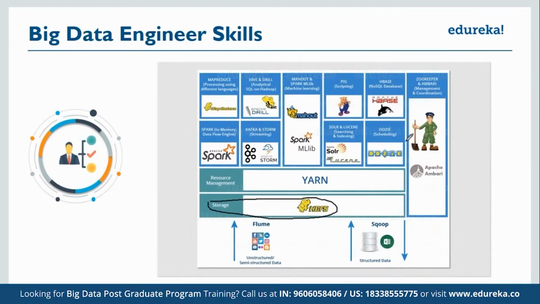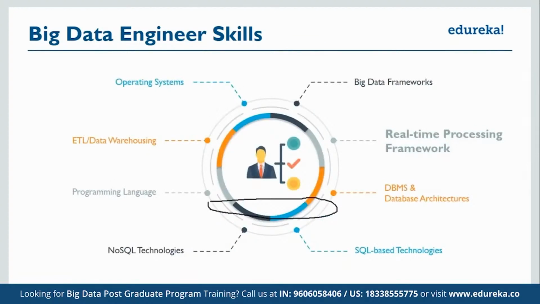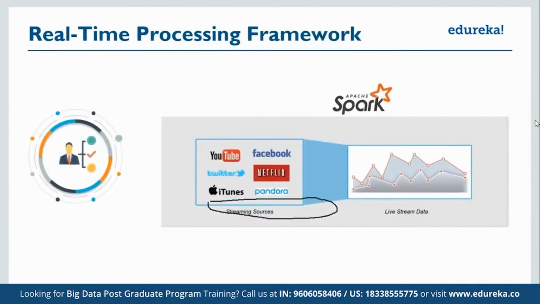And Oozie, this is a scheduler where if you have a job you want to run at a particular time, it will be used. And Zookeeper is the complete management. If you see, it's so many things. They all need to be interacting with each other. And what exactly would you do? You need a Zookeeper who will be a controller for all of these things. This is high level about the kind of various skills we spoke about for you to be a big data engineer. Now we come to real-time frameworks.